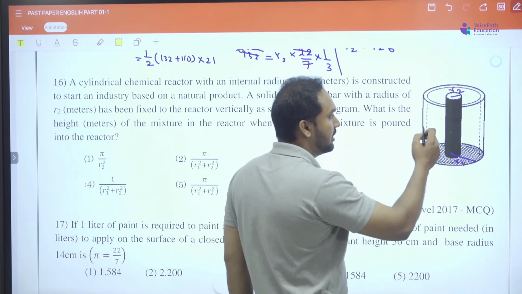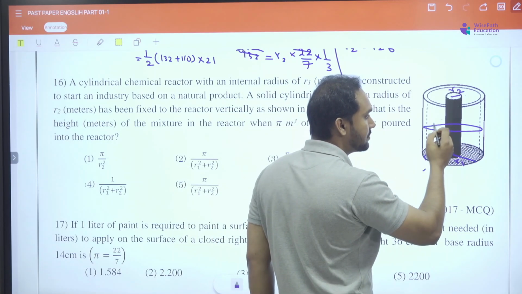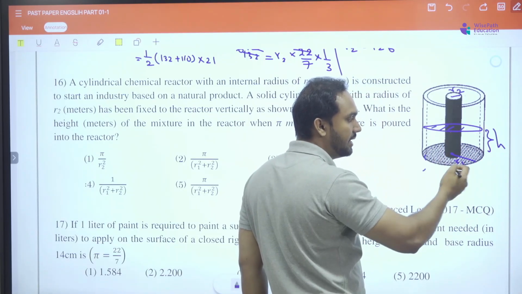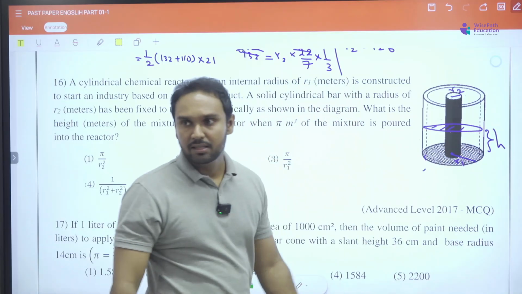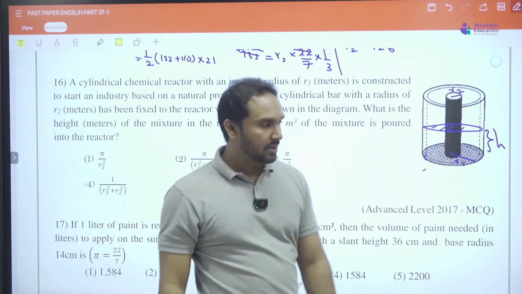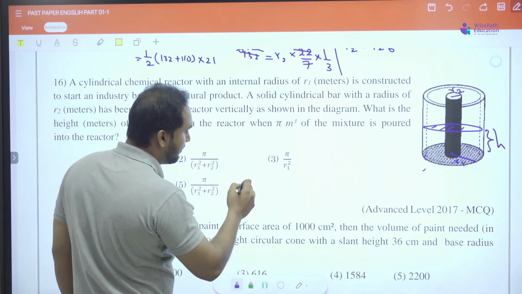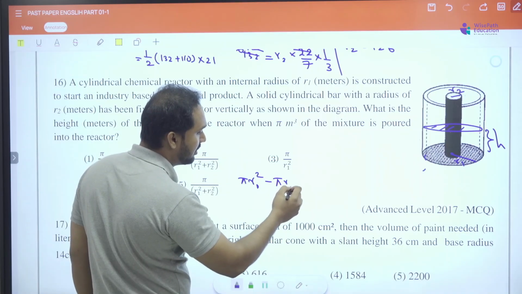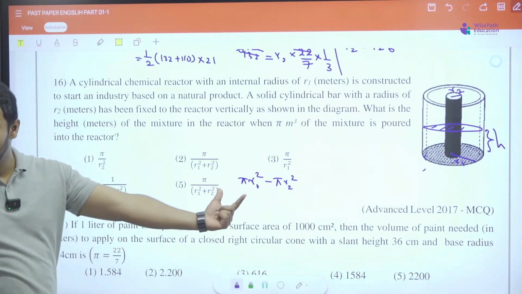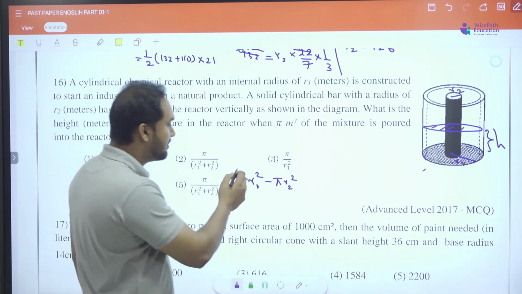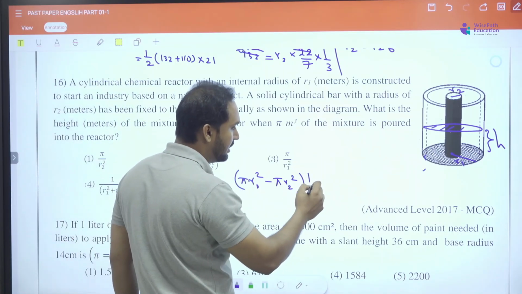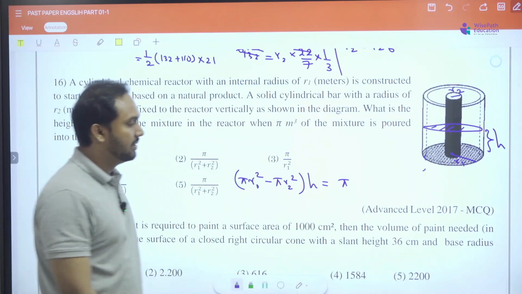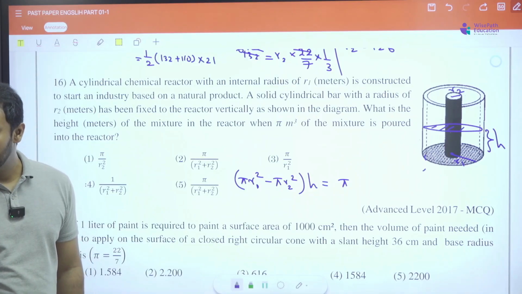So let's say the liquid volume was up to this level. So the height is h. If you find the cross-sectional area and multiply it by the height, that gives the volume of the liquid. So what is the cross-sectional area now? Pi R1 square minus pi R2 square, isn't it? Now this is the cross-sectional area. This multiplied by the height should equal the volume, which is pi, isn't it? Understood it? Yeah?